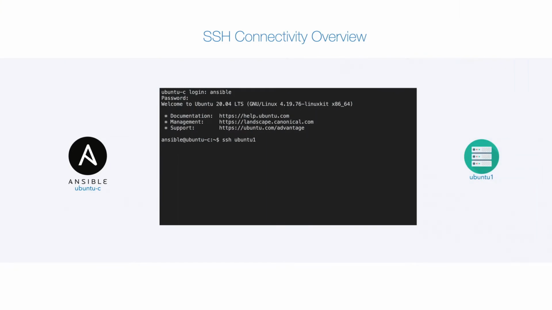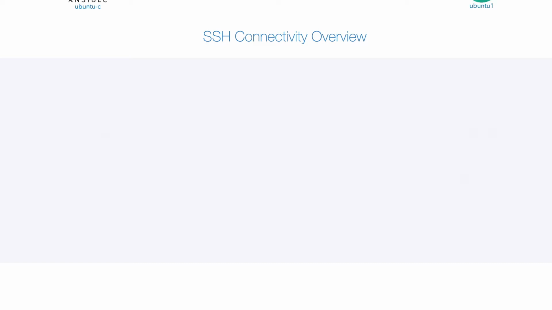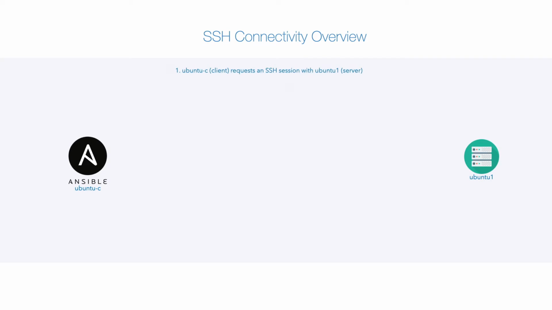What happens when we run SSH between a client and a server? If we look at the example here, I show that we're logged in as the Ansible user, and I've entered the command SSH Ubuntu 1, i.e. open a secure shell from Ubuntu-C to Ubuntu 1. When we press return, the following will happen. An SSH session is requested.